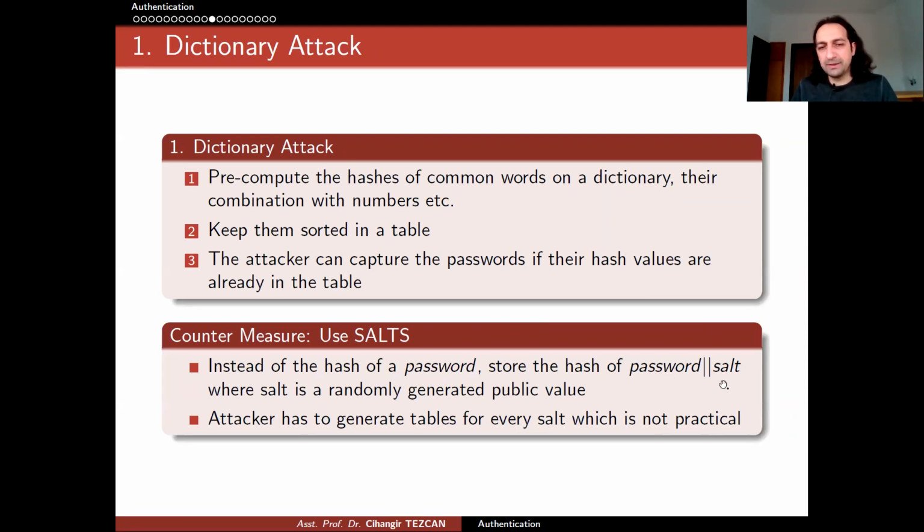So this way, the salt actually prevents the dictionary attack because the attacker has to generate these tables for every salt value. So if you choose a long salt, people generally use 32 bits. This means that there can be 2 to the 32 different salt values, which is, I think, more than 4 billion. So if you create a 1 terabyte dictionary, now you have to create 4 billion terabytes of dictionary, which you wouldn't have that amount of storage. So this actually prevents the dictionary attack.